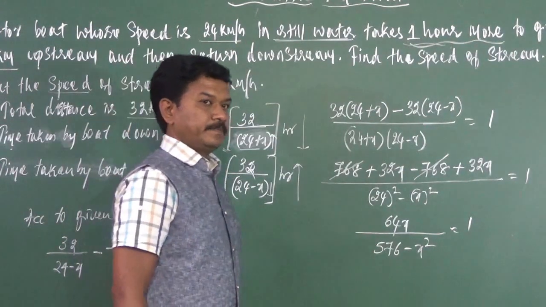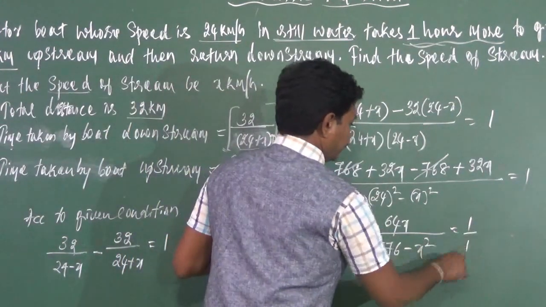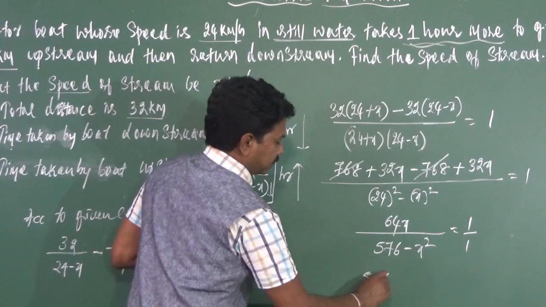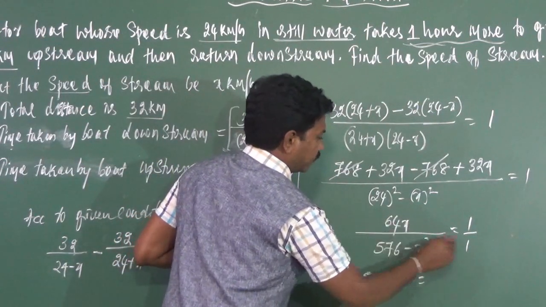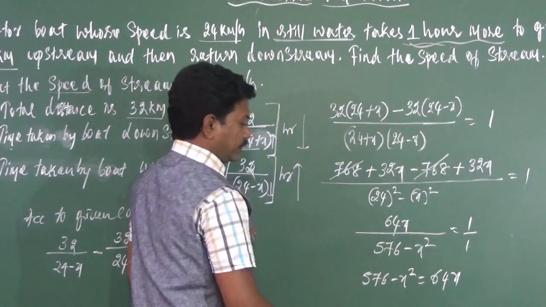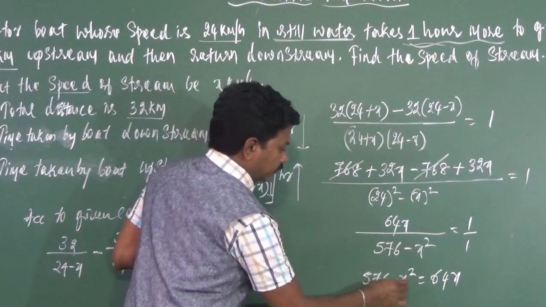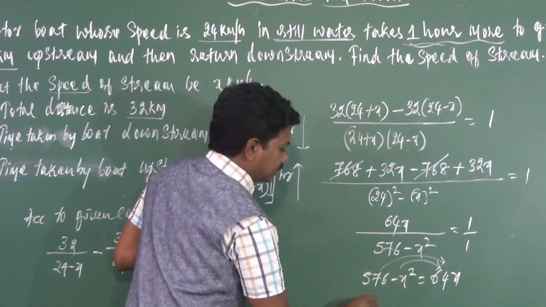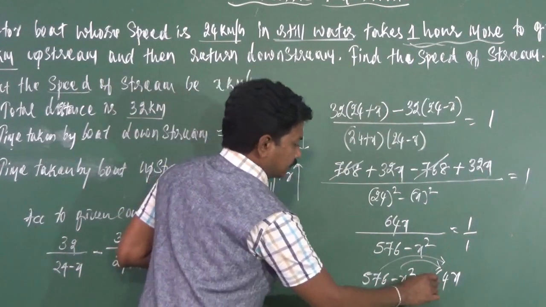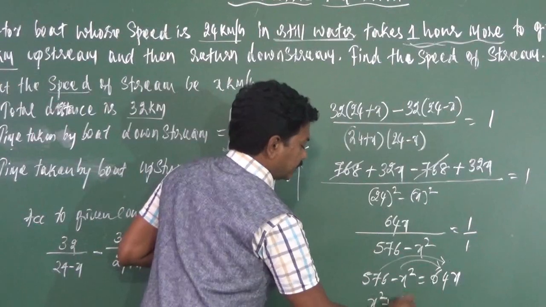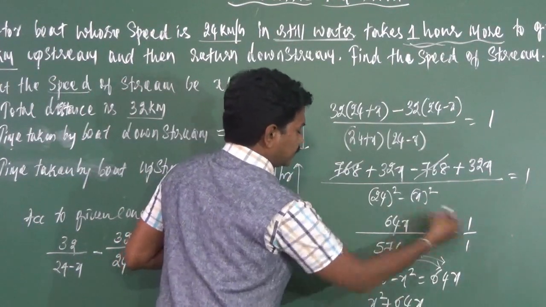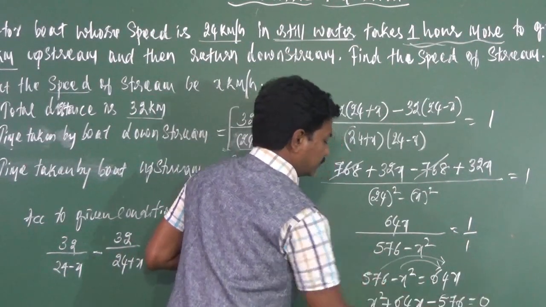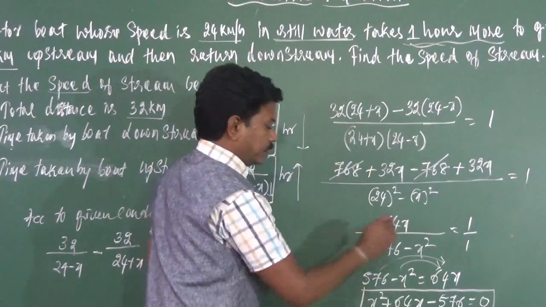What is to be done in the next step? By 1, we have another one as the denominator. So let us go with cross multiplication. 576 minus x square is equal to 64x into 1, which is 64x. We will transpose this to the RHS. Minus x square goes to the RHS and becomes plus x square. Plus 64x, minus 576 is equal to 0. So this is the required quadratic equation.